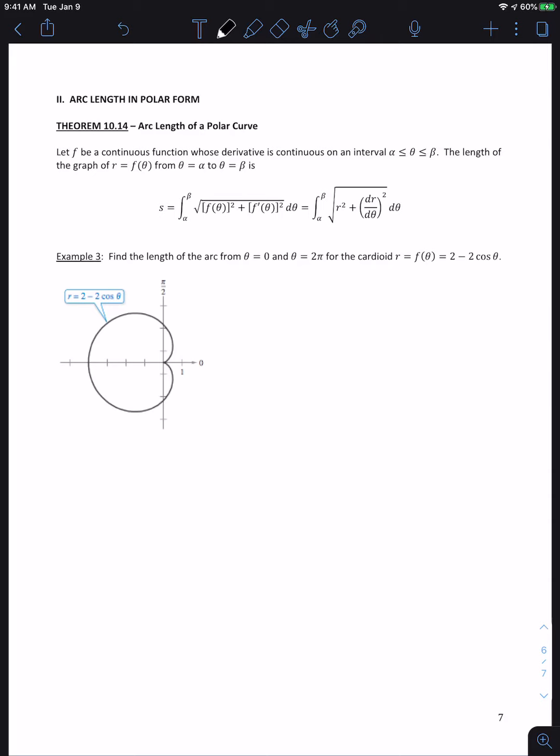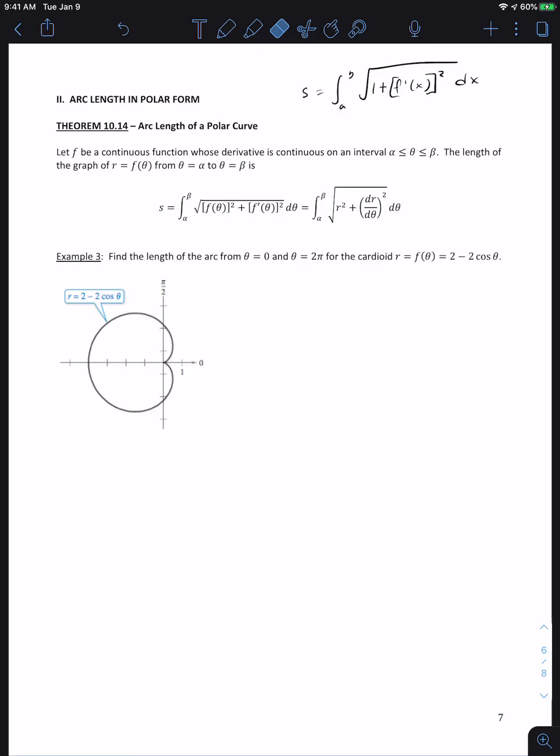Hello everyone, in this video we're going to be picking up where we left off in section 10.5, which is finding the arc length in polar form. Remember, the arc length in rectangular form was S equals the integral from a to b of the square root of 1 plus the derivative squared.